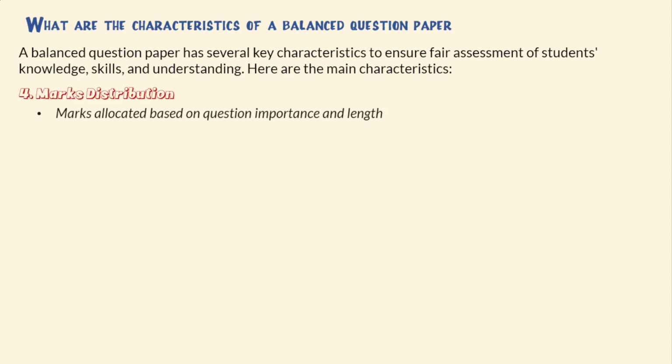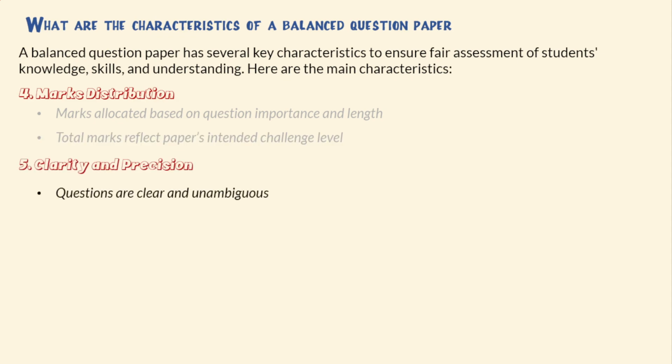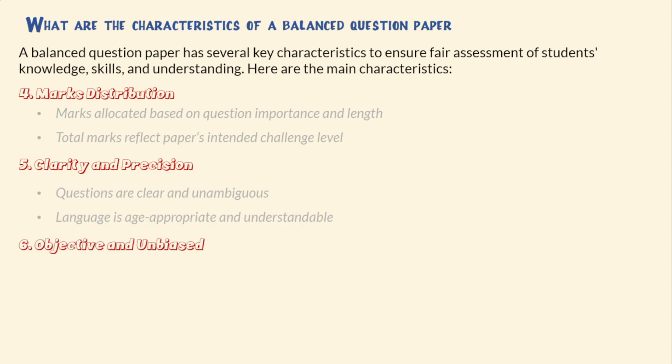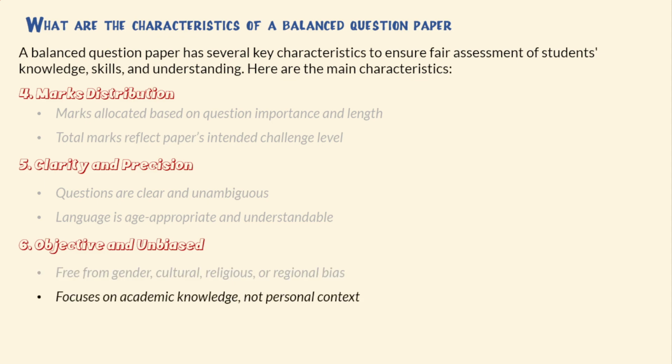The marks must be allotted based on question importance and length. The total marks reflect the paper's intended challenge level. Clarity and precision: the questions are clear and unambiguous, and the language is age appropriate and understandable, objective and unbiased. A balanced question paper is free from gender, cultural, religious or regional biases. It focuses on academic knowledge, not personal content.